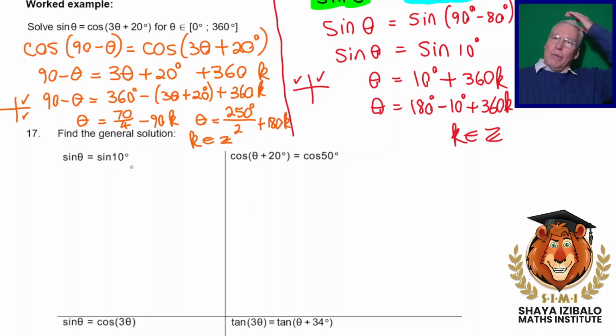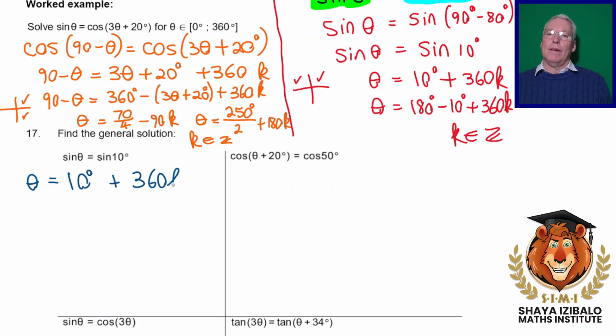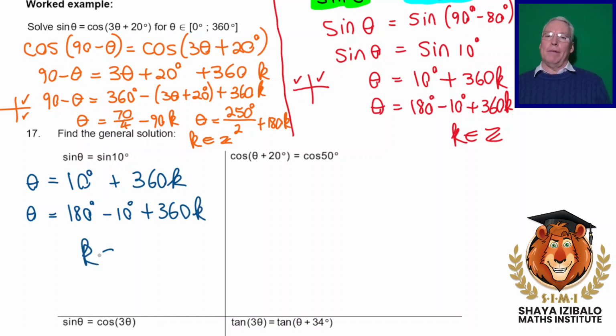Okay, so this one here, sine theta equals sine 10. The one answer is that theta equals 10 plus 360k. And the other possibility is that theta is 180 minus 10 plus 360k. Both with k an element of Z.